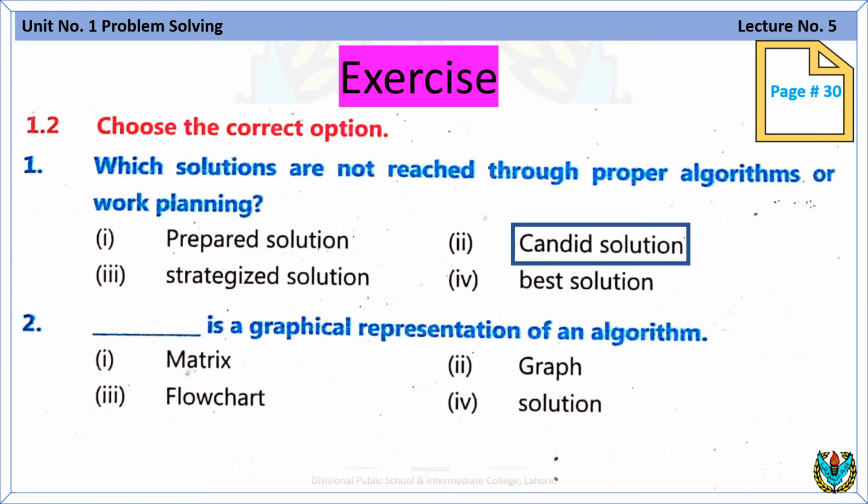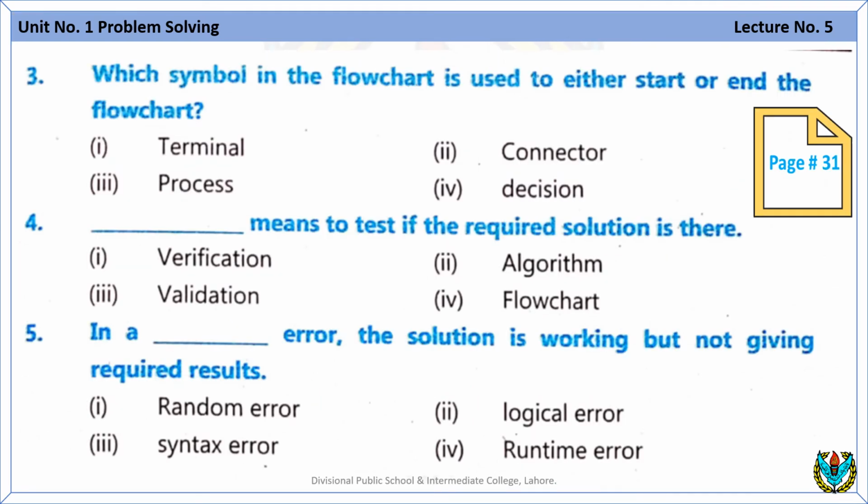Number 2. Dash is a graphical representation of an algorithm. First option is matrix, second graph, third flowchart, fourth solution. The correct answer is flowchart. Number 3. Which symbol in the flowchart is used to either start or end the flowchart? First, terminal, second, connector, third, process, fourth, decision. Correct answer is terminal.